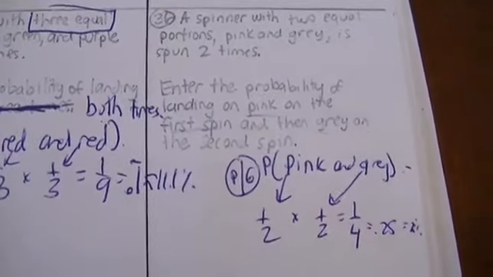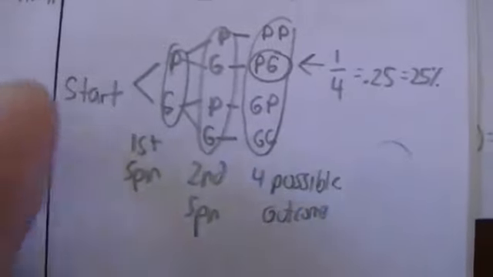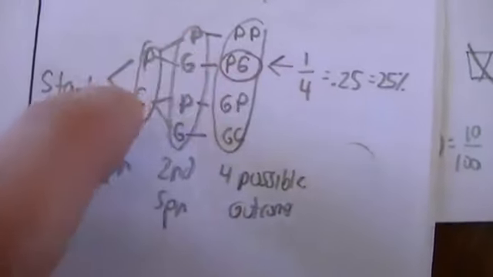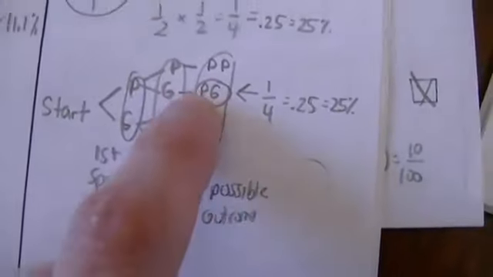Okay, if you're more of a counting tree type person, here it is. First spin, you can land on pink or gray. Second spin, you can land on pink or gray if you land on pink first. If you land on gray first, you can also, again, land on pink or gray. So you have 4 possible outcomes. There's the pink and then gray, 1/4, which is 25/100, which is 25%.